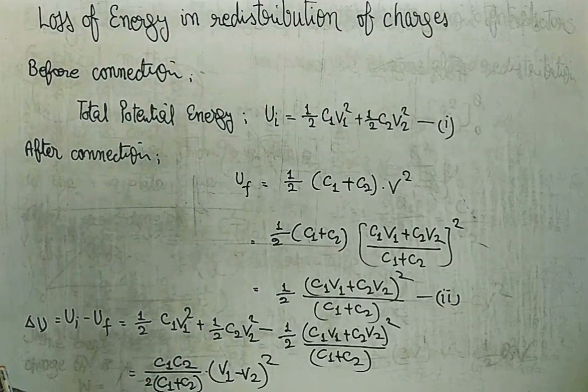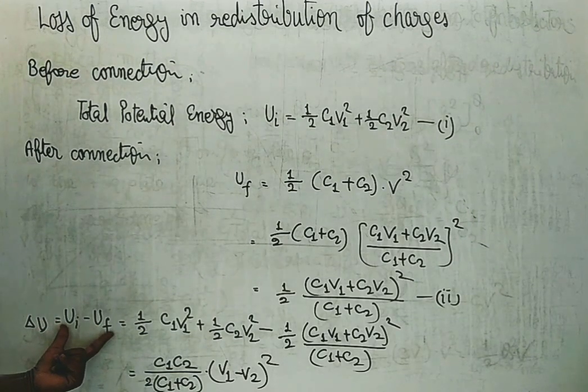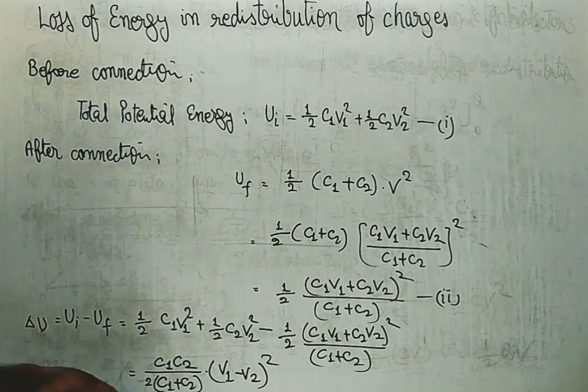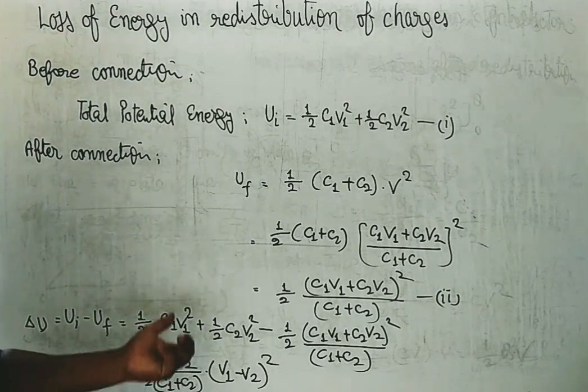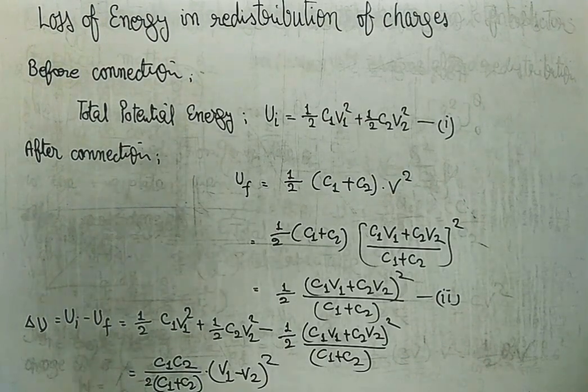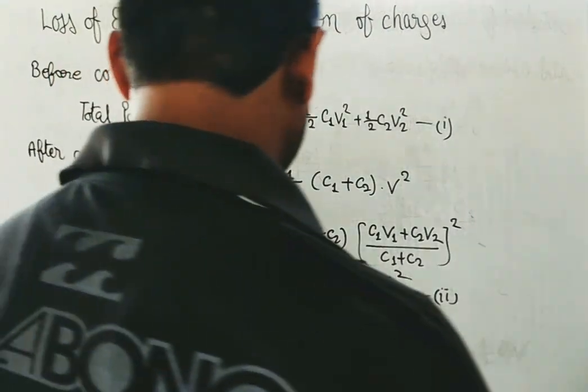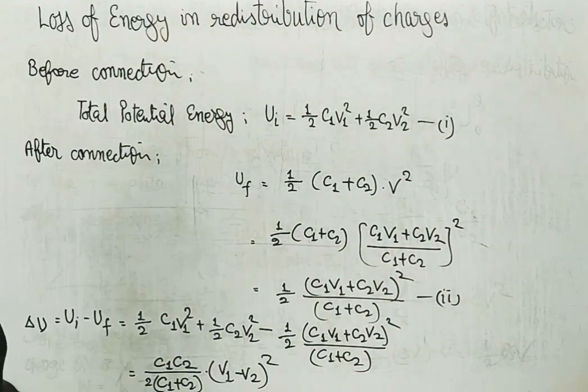As can be seen, this UI minus UF is greater than 0. That means it is a positive term. So clearly it indicates that there is a loss in potential energy. Now that loss in potential energy is obtained in the form of heat.